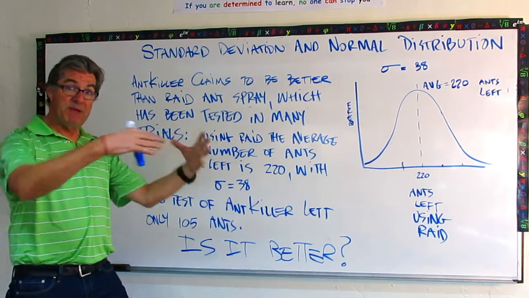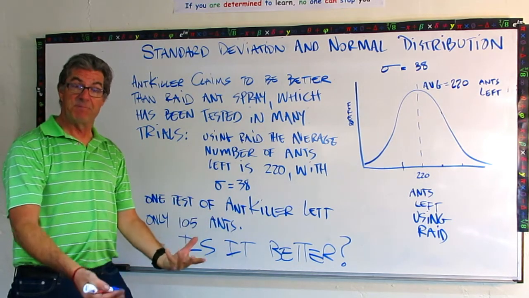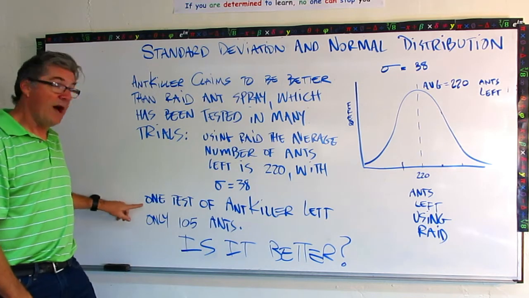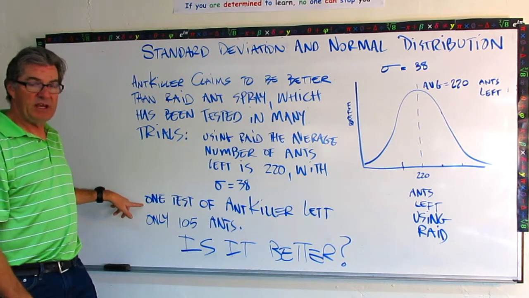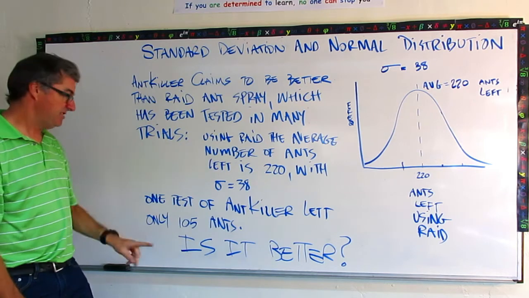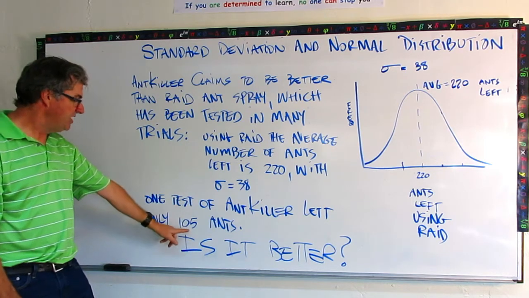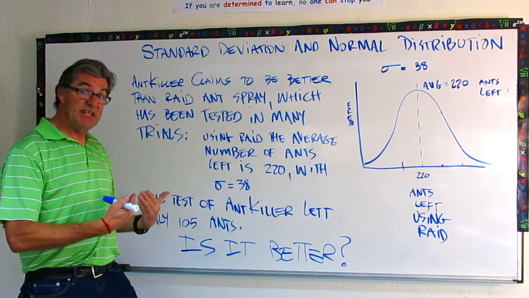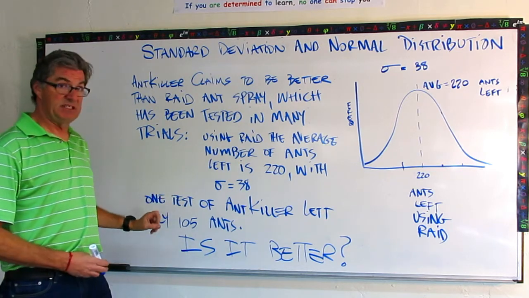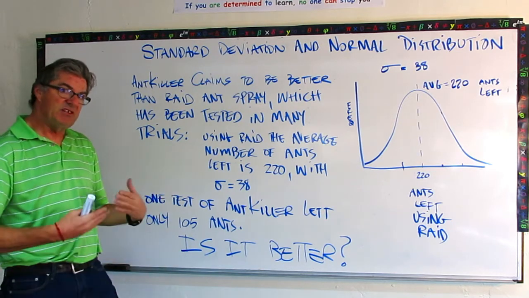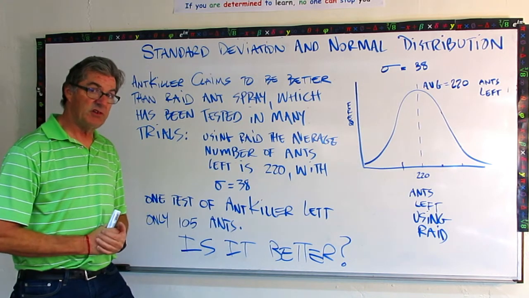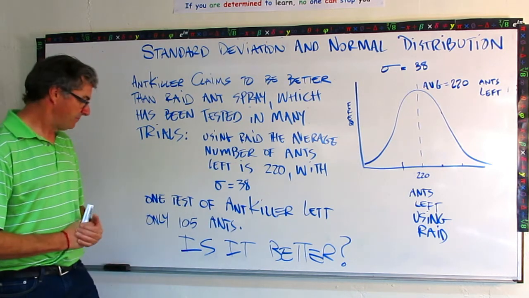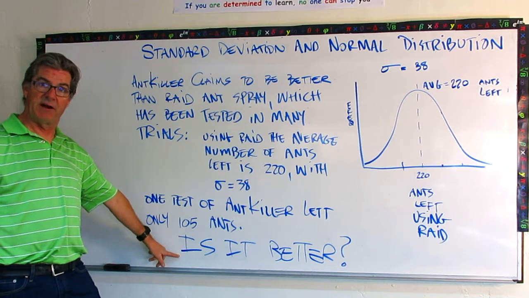So we have this big pile of pre-existing data. Now what we're going to do is one test of ant killer. We're not going to do a million tests, just one test of ant killer, which left only 105 ants. So it's at least suggestive that ant killer is better than Raid, but we need to take a little bit more of a close look to be definitive. And here's the question: is it better?